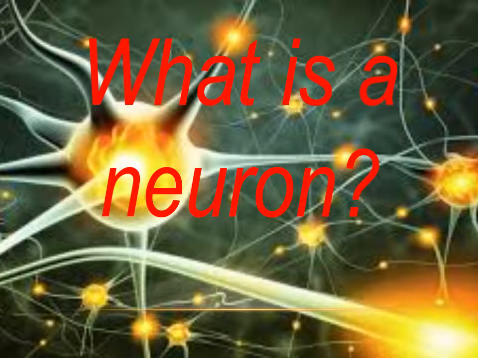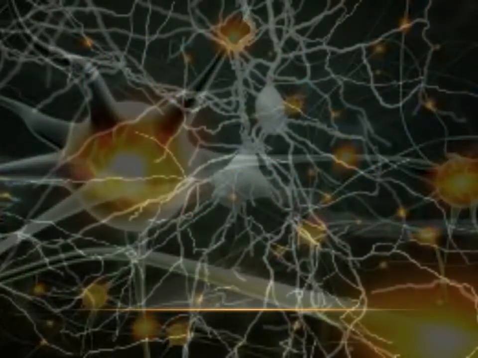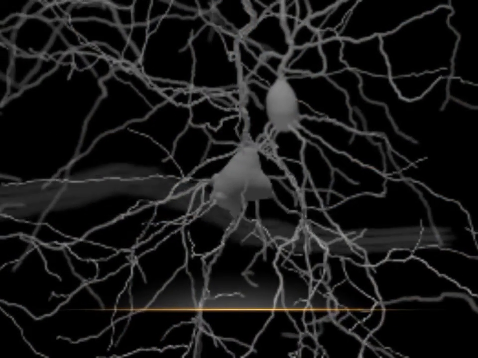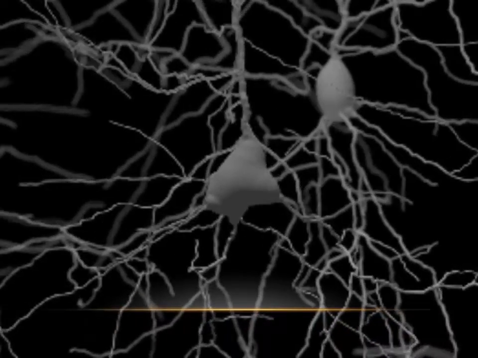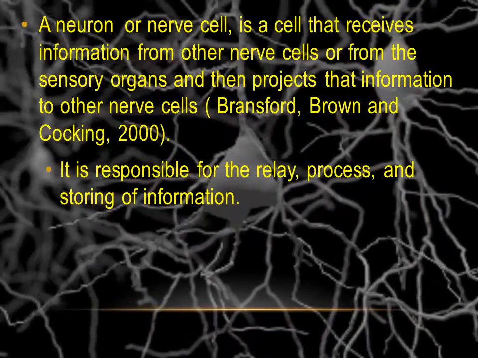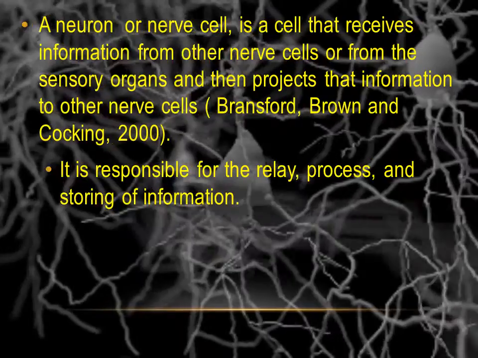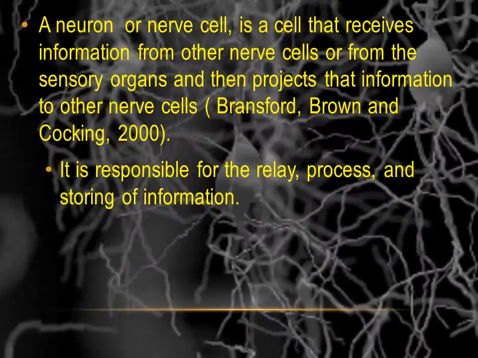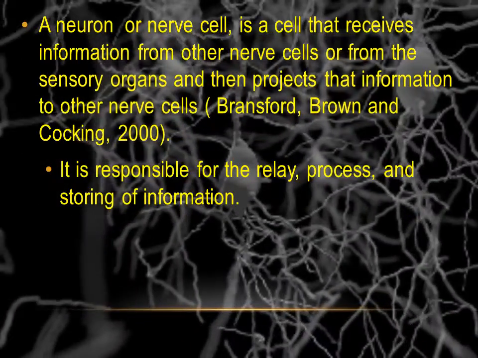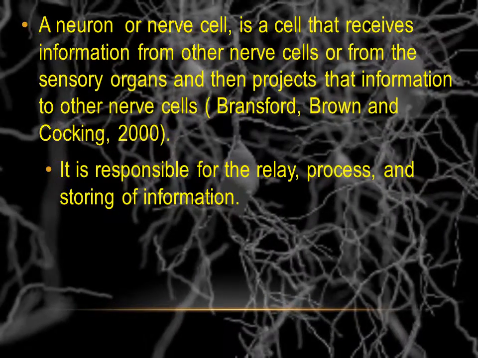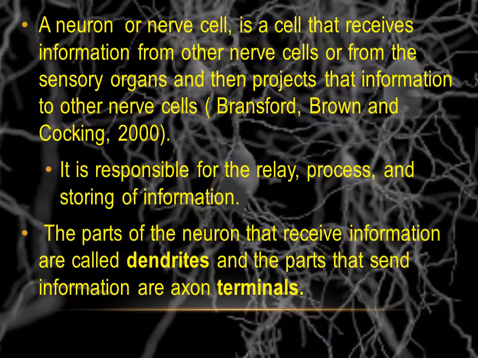What is a neuron? Let's explore that question. This is what a neuron looks like. A neuron, or nerve cell, is a cell that receives information from other nerve cells or from the sensory organs and then projects that information to other cells. It is responsible for the relay, process, and storing of information.